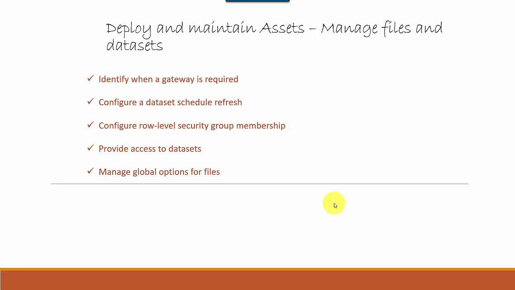We'll talk about a gateway. So this is the Power BI gateway, and whether it's the enterprise mode or the personal mode, we'll talk about that. We'll learn how to schedule a data refresh. We'll again go and discuss row level security, which becomes very relevant when you start sharing data with people, who gets to see what depending on their role. Who should have access to what data sets, whether they can reuse them or not. We'll talk about how to manage global options for files.